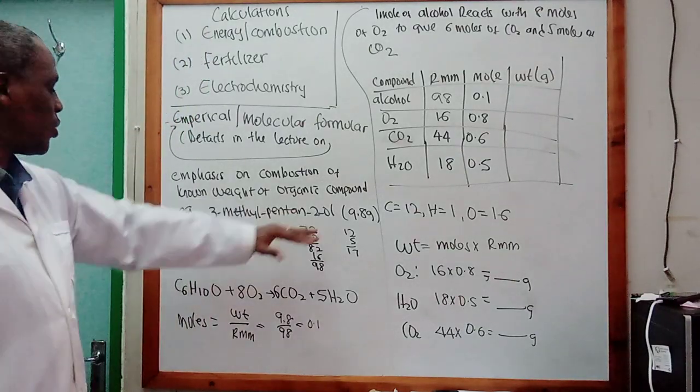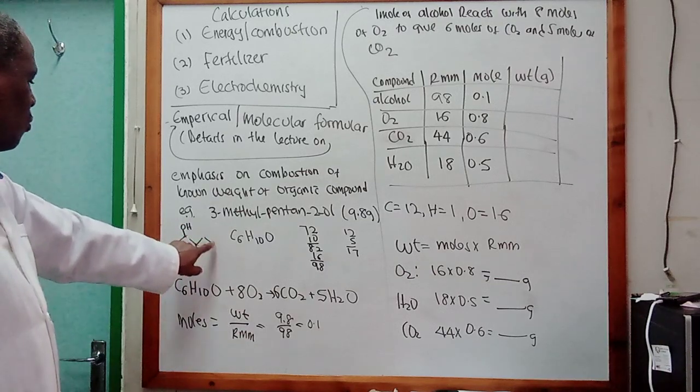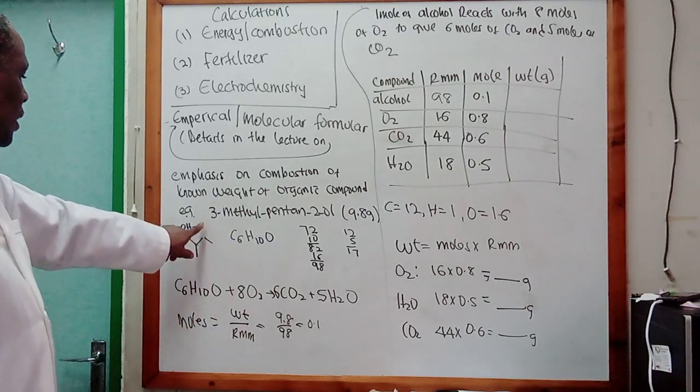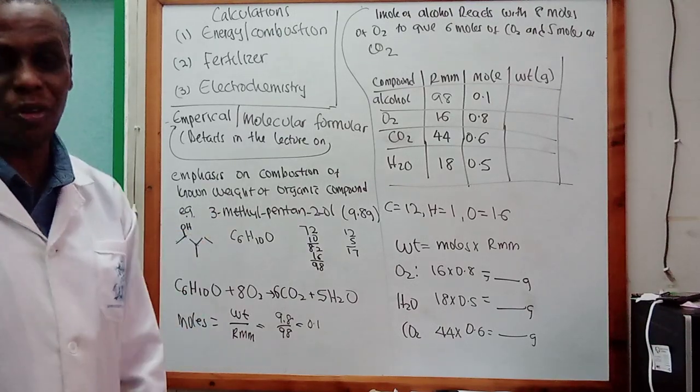Based on this, you'll be able to come up with such a structure. It's a pentane, 1, 2, 3, 4, 5, so 5 carbon atoms. There is a methyl group on carbon number 3, and there's the alcohol group on carbon number 2.